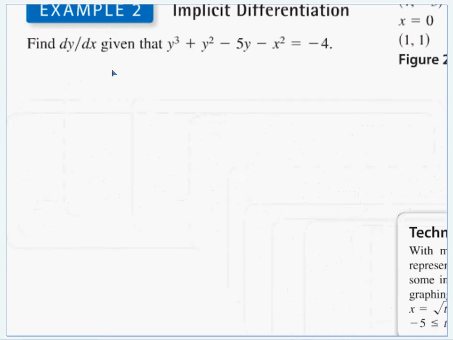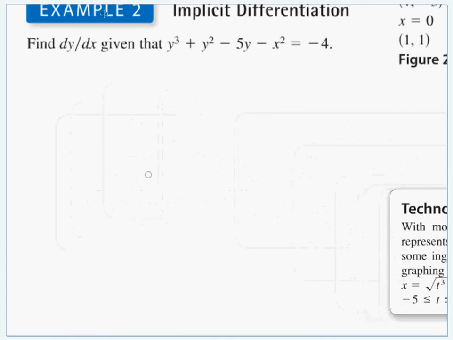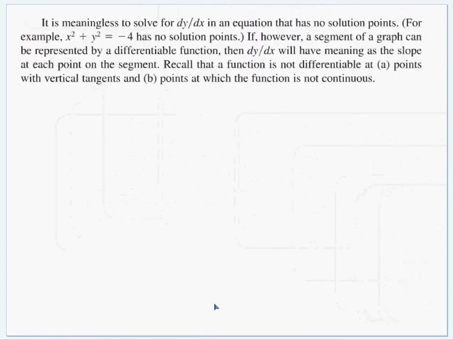All right. We are going to do something neat. I have an expression where we're going to find the derivatives for circles, both implicitly and explicitly. That's a fun little exercise. So it's meaningless to solve for dy dx in an equation that has no solution points. For example, x squared plus y squared equals negative 4 has no solution points. Because if you square something, it's positive, and if you add to something else squared, that's also going to be positive. Two positives can never add up to a negative. So that has no solution points. We could not derive it.